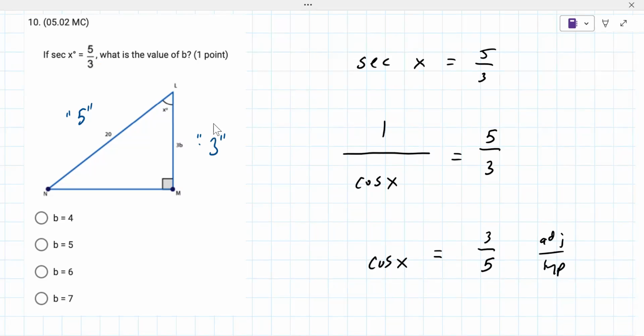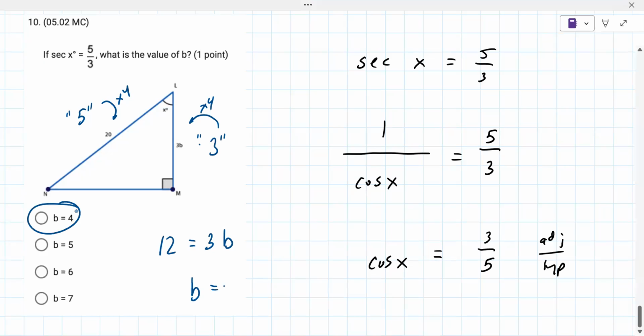So the 5 side times 4 gets you to 20. So 3 times 4 is 12, and 12 equals the 3b. B equals 4, because B divided by 3. Yep, so b equals 4. You got it.